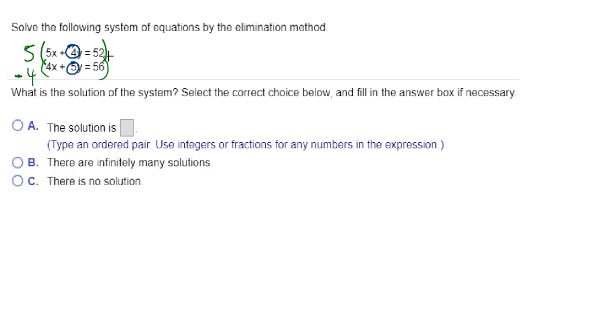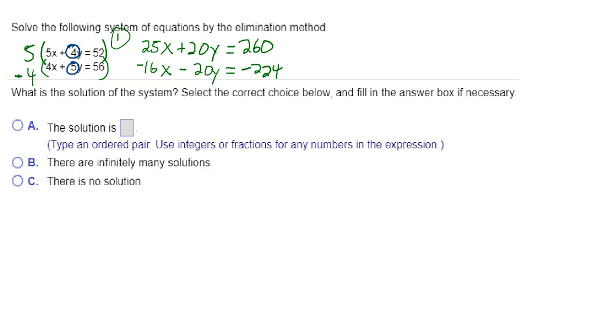All right, so let's go ahead and carry this out. Again, this is step 1. Multiply 5 through the top equation. We're going to get 25x plus 20y equals 5 times 52, which is 260. For the bottom equation, we're going to multiply by -4, so we get -16x minus 20y equals 56 times 4, which will be -224. All right, so that's step 1.